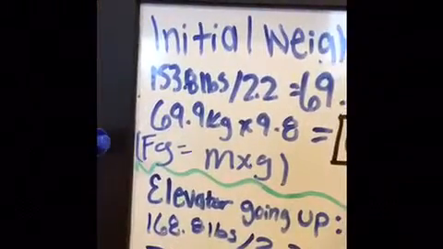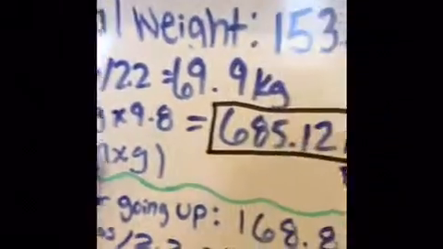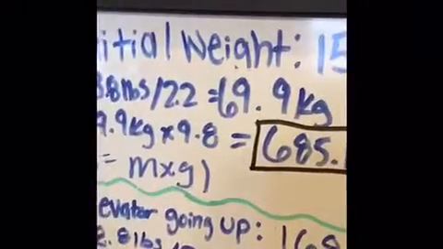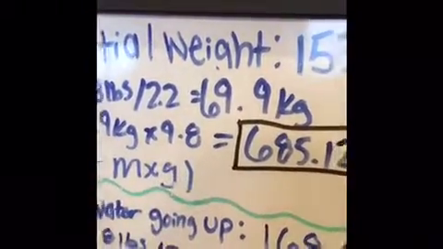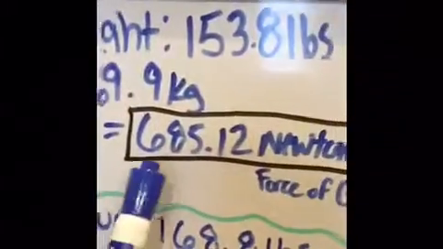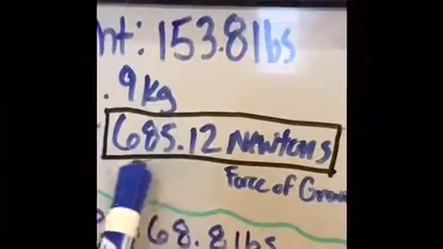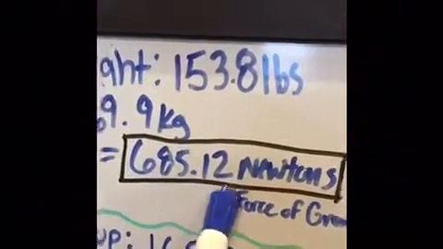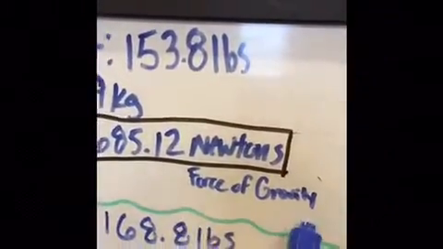Next, we tried to find our force of gravity, which would be mass times gravity. We multiplied 69.9 kilograms by 9.8 and got 685.12 newtons, which is our force of gravity.